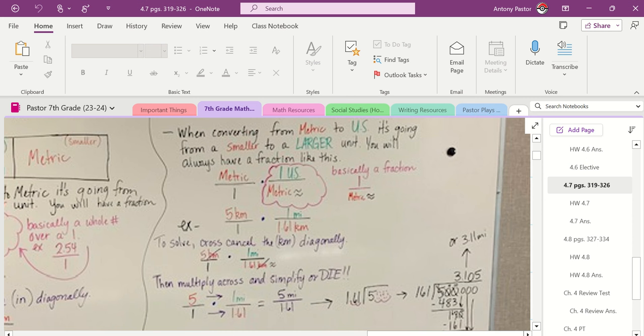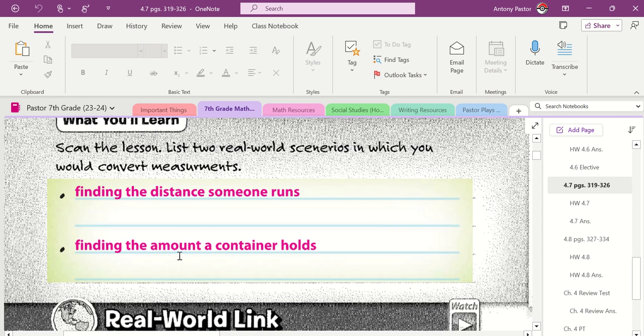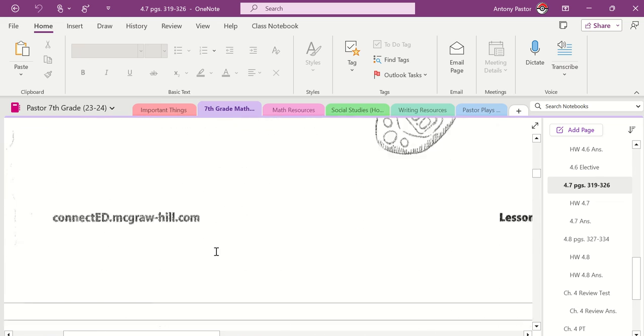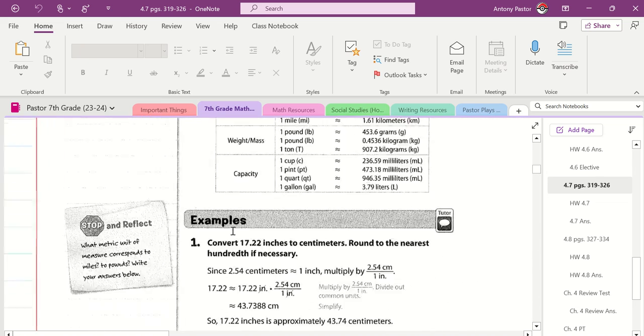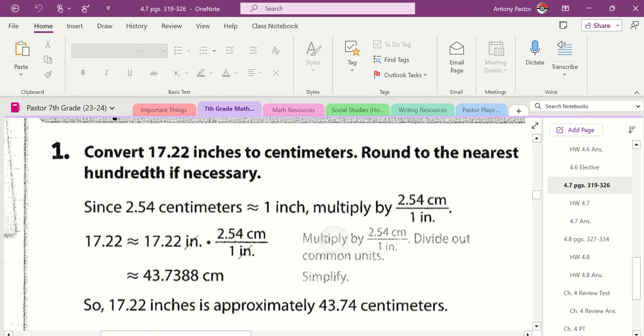Now, I know this is probably very confusing, and this is why we're going to go ahead and do a lot more examples today. So, we're going to look at the examples that they've done and walk you through it.